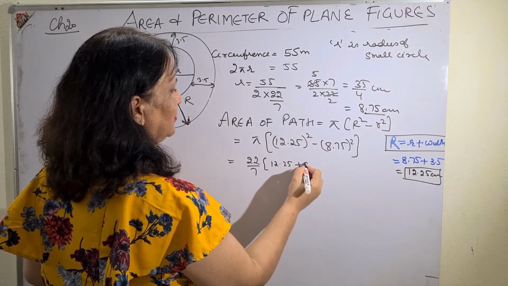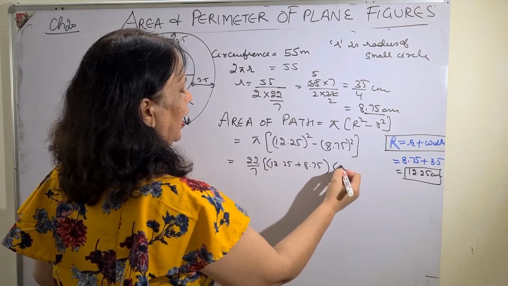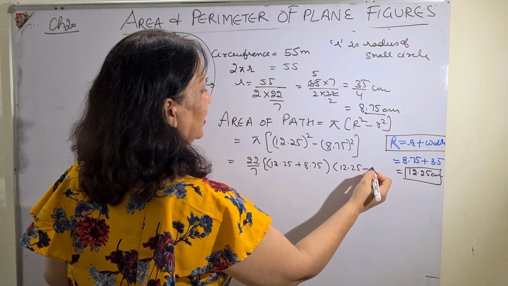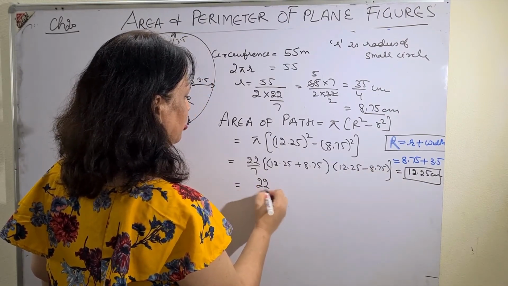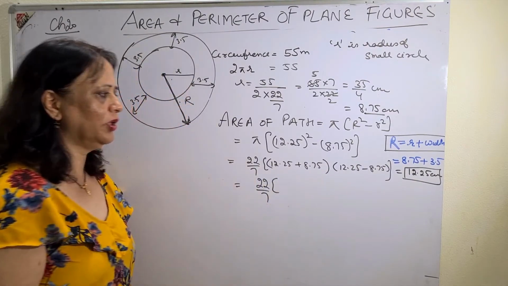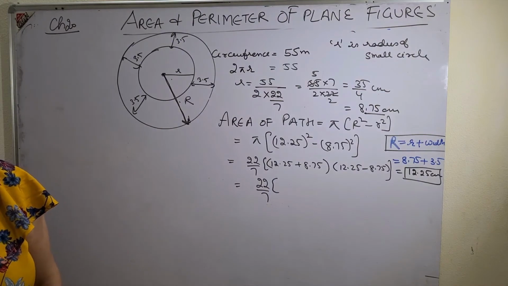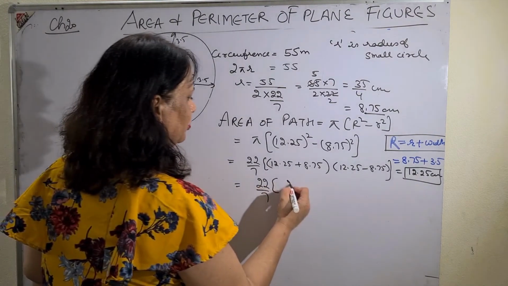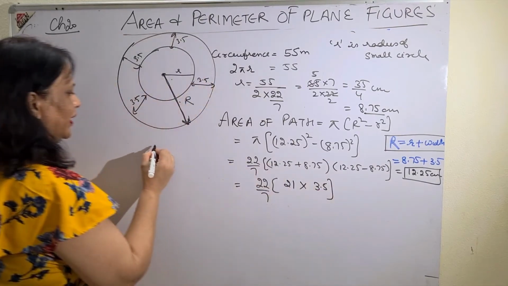That means a plus b, just making this calculation simple, and a minus b. Calculate, it is very easy. 22 upon 7. Since I know these sums, I can do the calculations mentally, so it is not very difficult for me. But you will not do it like this, you will check it twice before writing the final answer.